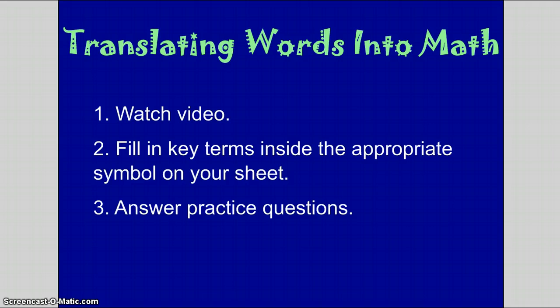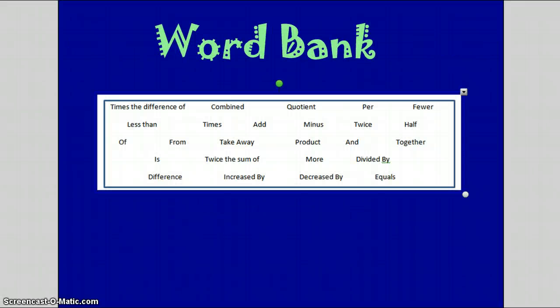As you watch the video, try and follow along as best as you possibly can. If you need to pause the video at any point, that's not a problem. You may need more time to write something down than the video is giving you. On your handout, one side has all of the mathematical symbols and operations on it. The other side has a word bank and some practice problems underneath. The word bank looks like this one right here.